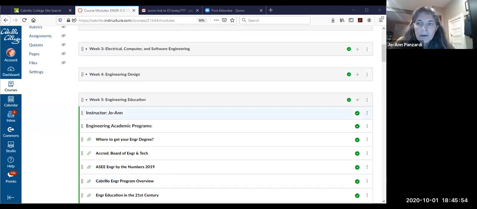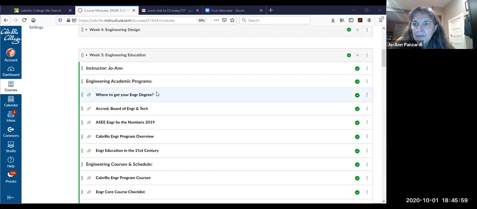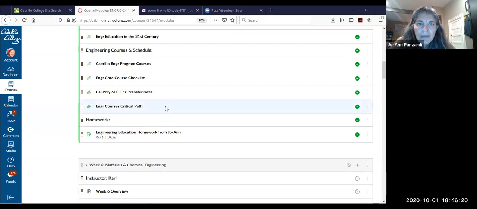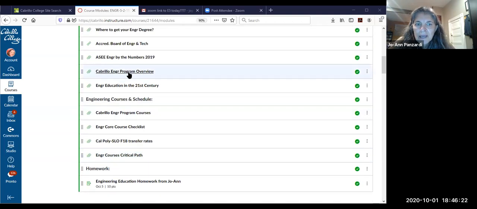So what I just want to do is summarize what we went over today. I'm pulling up the module again, just to remind you of where we are. We're in week 5, engineering education. We first looked at the graph saying it doesn't matter where you get your engineering degree, but you do want to go through an ABET accredited program. And then we saw this article that had a lot of data about the different universities. From that, you could start thinking about what kind of schools you would like to transfer to. Then I gave you an overview of what the engineering program is like at Cabrillo.